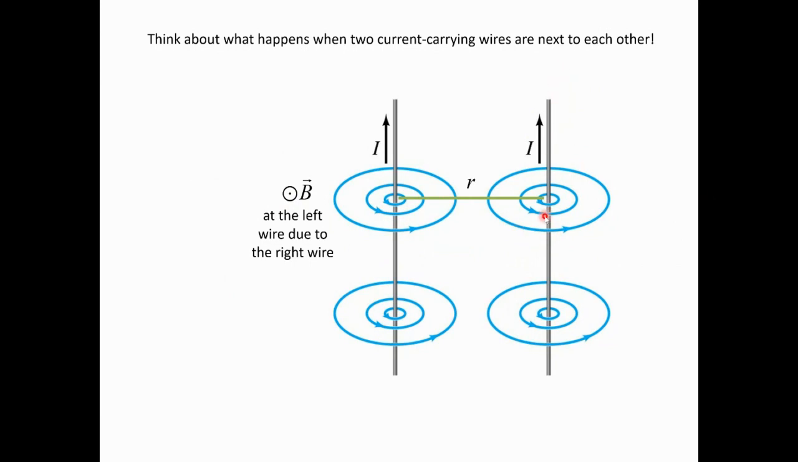Imagine grabbing the wire on the right with your thumb pointing up. You'll find that to the left of that wire, your fingers would come out of the screen. So that is why at this location, there's a magnetic field coming out of the screen due to the current-carrying wire that's on the right. And then once again, we have the left current-carrying wire in the presence of the magnetic field generated by the right wire.